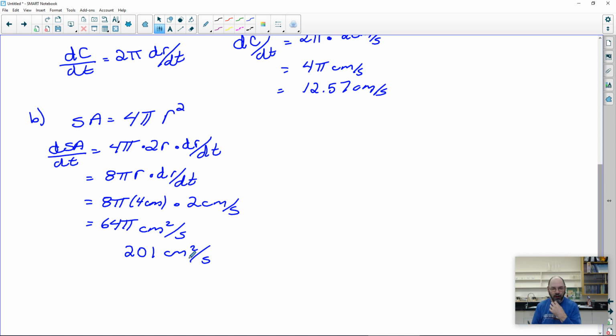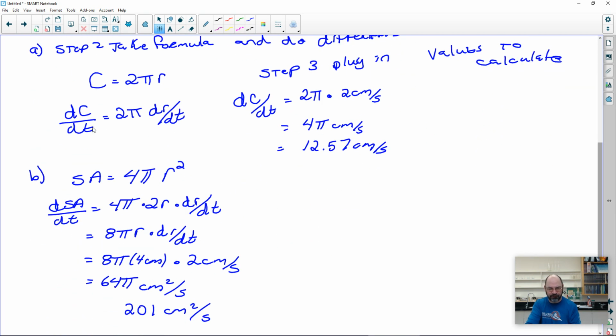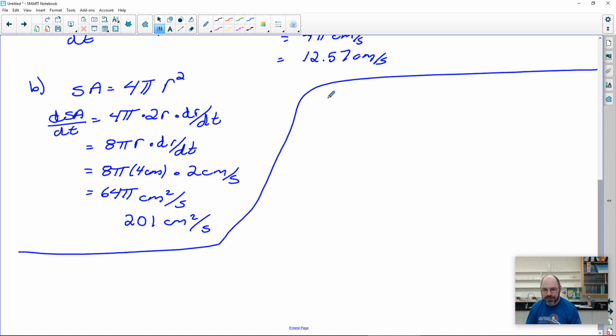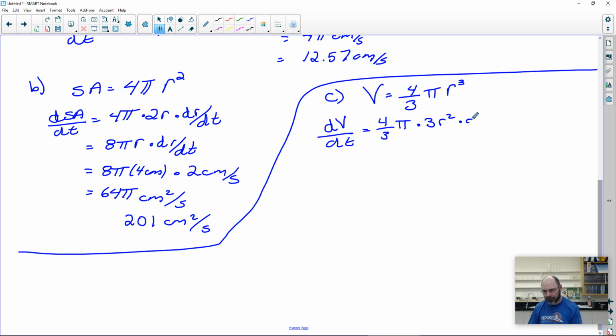All right, so let's do the last one in that first example. What about how fast the volume is growing for a sphere? Let's do C over here. The volume formula for a sphere is 4/3 pi r cubed. There's only one variable in there that changes, so it's related to volume, and we're going to get dV dt. Now 4/3 pi is a number. Pi is not a variable, it's a number, so we just leave it out there. Then we take the derivative of r cubed, which is 3r squared, and we go times dr dt.